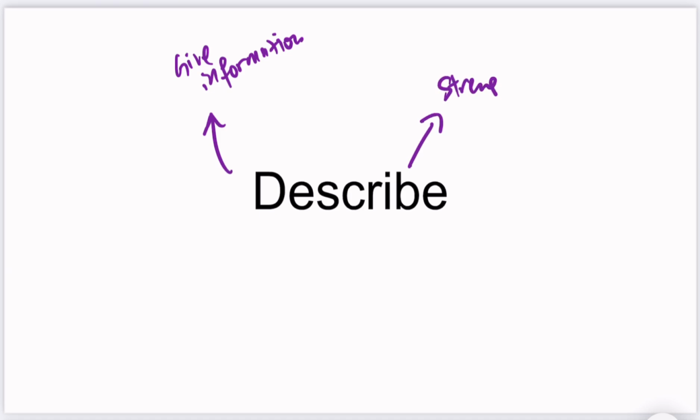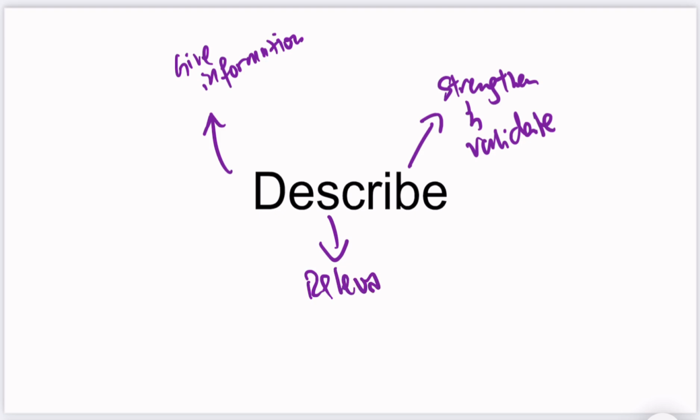So what exactly is description? What are we talking about when we say describe? So when we say describe, we are looking at giving more information about the point that you are making. This information will help to strengthen and validate that point. And of course, it must be relevant to the point as well.